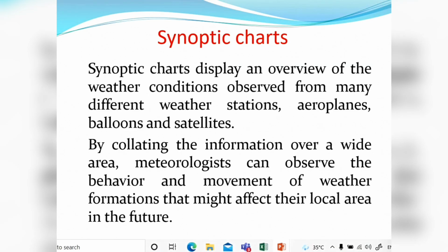How nicely they give us a very accurate weather. By collating the information over a wide area, meteorologists can observe the behavior and movement of weather formations that might affect their local area in the future. This information is gathered even today, even in India. You see this every day in the newspaper, they are telling you about the monsoons, about the weather, when it's going to rain. They have a lot of computers and a lot of places where they get information. So if you can predict, it helps.